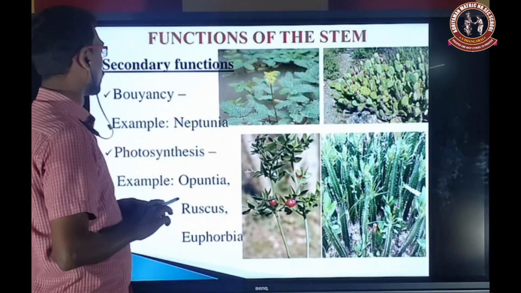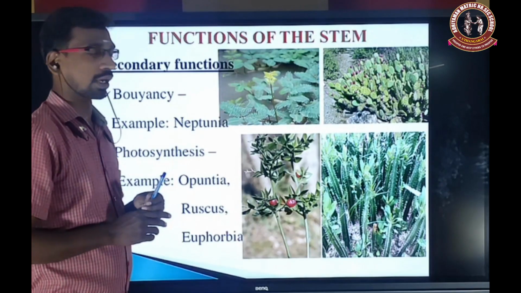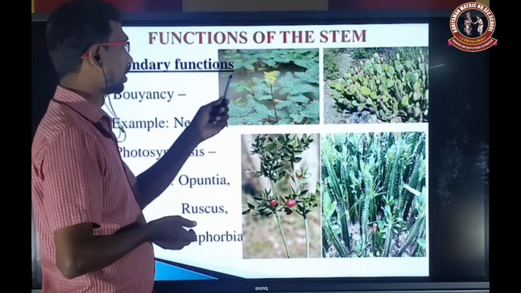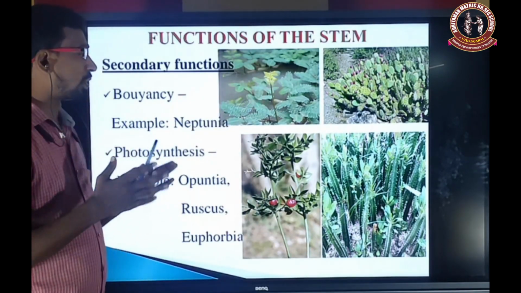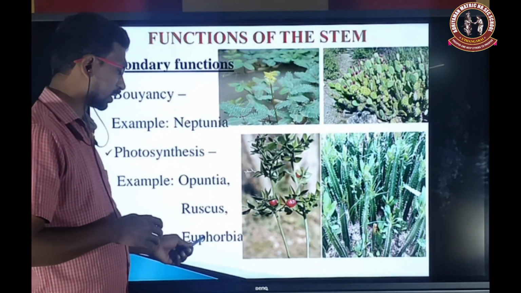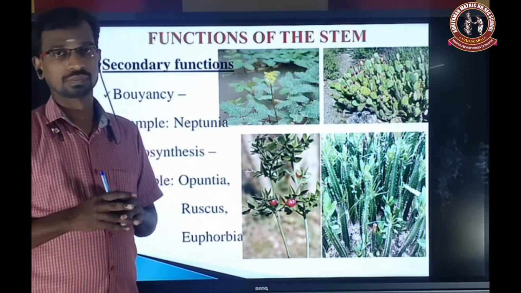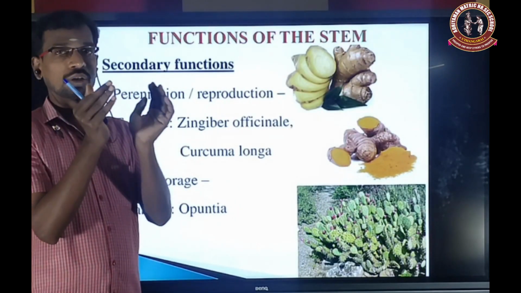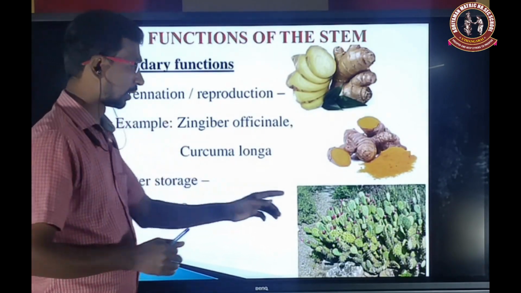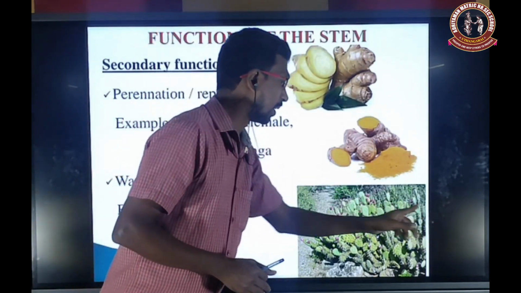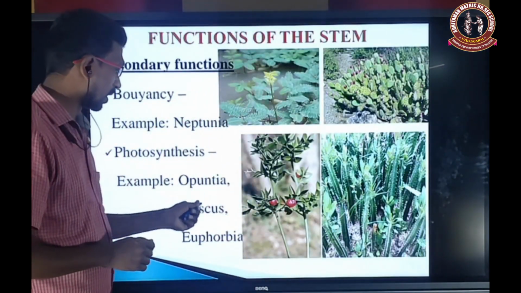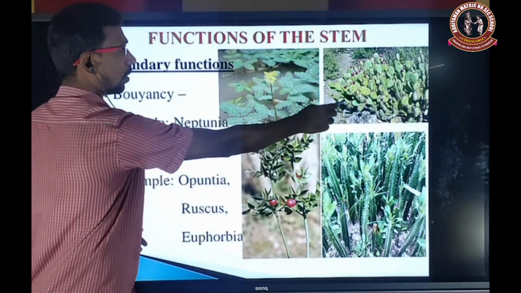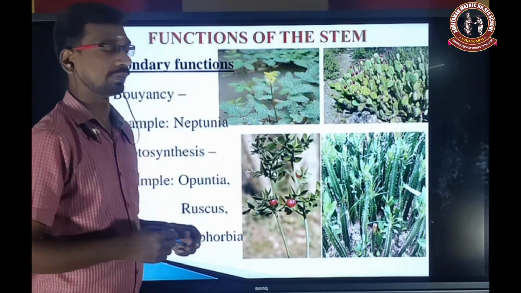Another secondary function is buoyancy, as in Neptunia. It helps the plant float on the surface of the water. For photosynthesis: Opuntia, Ruscus and Euphorbia. Both are similar, but here it is a succulent. It stores more water, and the same plant also does photosynthesis. Opuntia, Ruscus and Euphorbia.